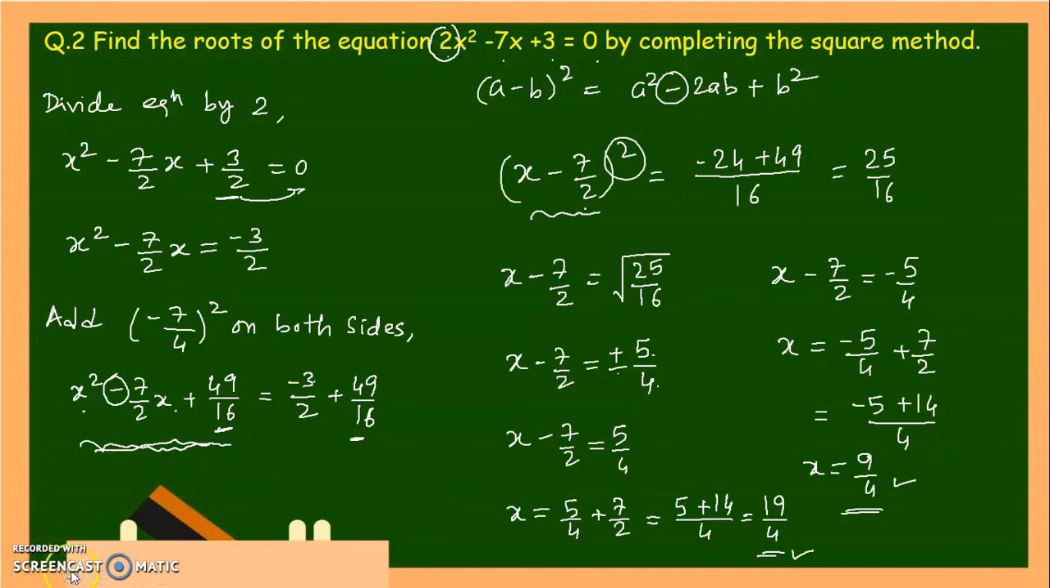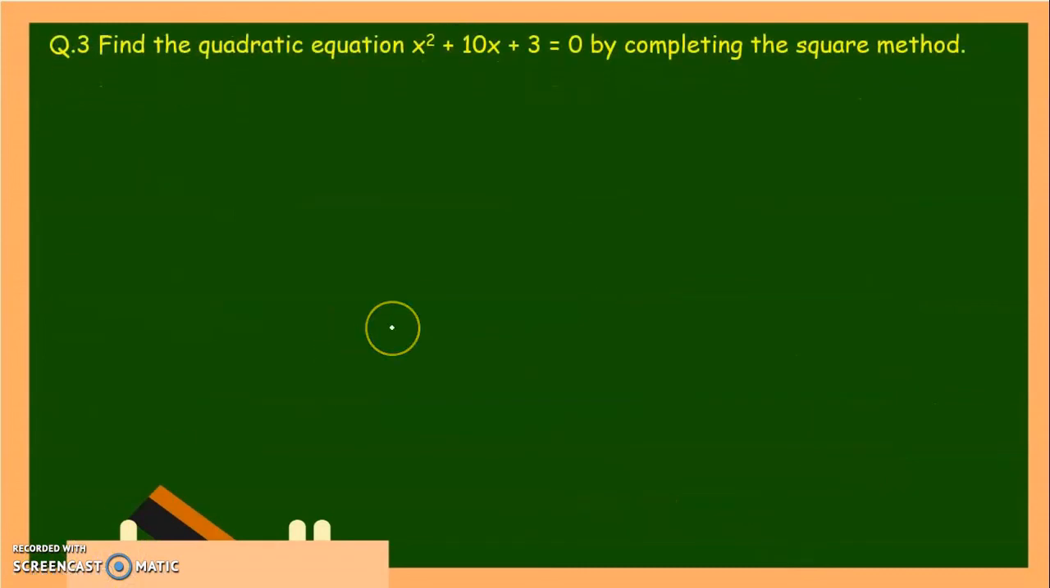Let's solve one more problem. See the question number 3. Question is x square plus 10x plus 3 equal to 0. We have to solve it by completing the square method. So first step is divide this equation by the coefficient of x square. So here the coefficient of x square is 1 only. So no need to divide this equation. If you divide this equation by 1, then the equation will remain as it is.